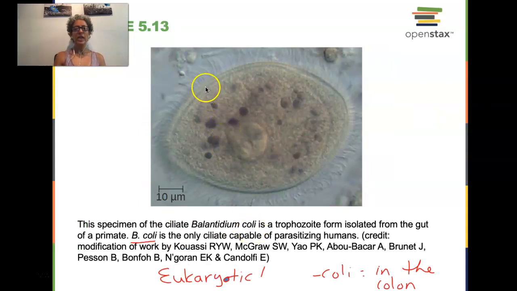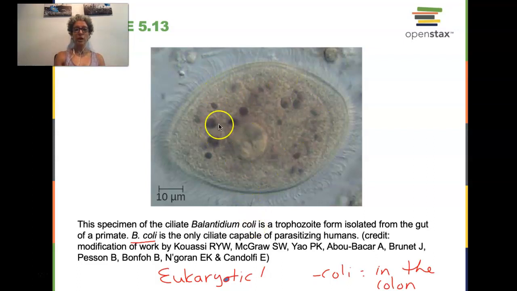This is a ciliate. It has those hair-like projections, the cilia, on the outside that help it to move. The cartoon we saw before was of a paramecium. This is Balantidium coli. The trophozoite is just one of the life stages of this organism. And the second name, the species name of coli, we saw in E. coli, the prokaryotic organism that is found in mammalian guts.